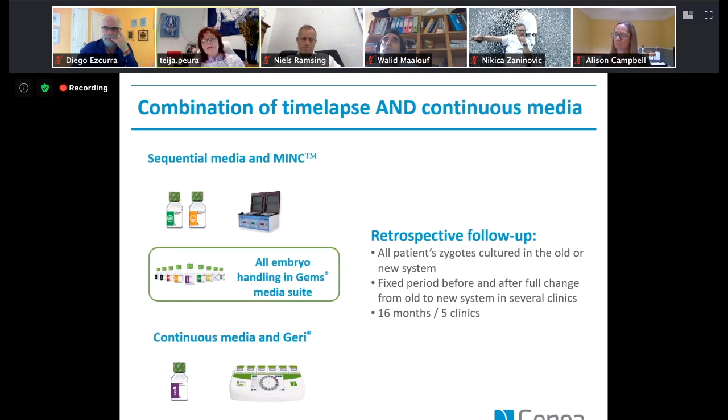And after those positive results, the Genea clinics made the uniform decision to move into the continuous media and Cherry incubation in all their clinics. And of course, they were also interested in comparing how that combined system compared to their previous system. And for that, a retrospective follow-up study, which was quite substantial, covering 16 months and 5 clinics, was conducted to compare the two systems to each other.